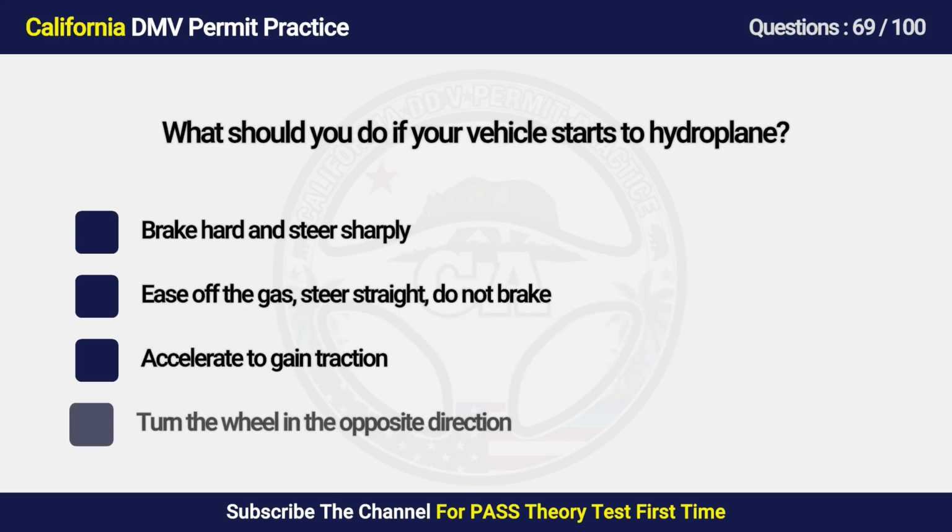Question 69. What should you do if your vehicle starts to hydroplane? A. Brake hard and steer sharply. B. Ease off the gas, steer straight, do not brake. C. Accelerate to gain traction. D. Turn the wheel in the opposite direction.